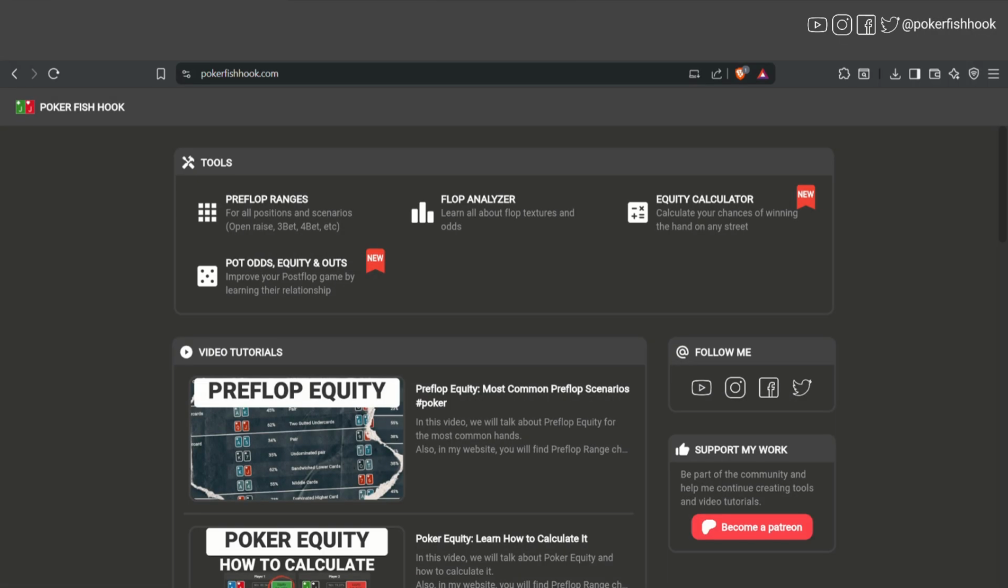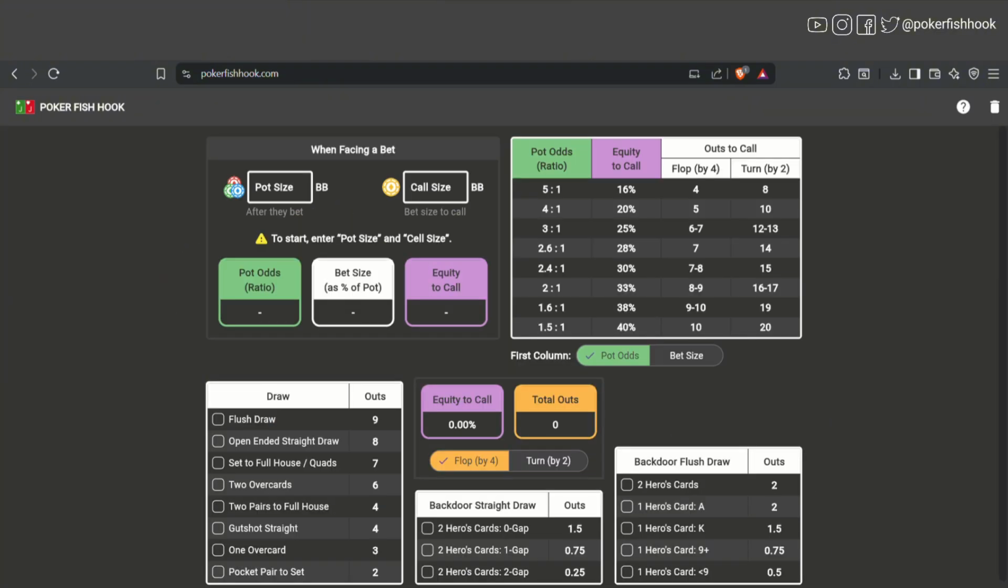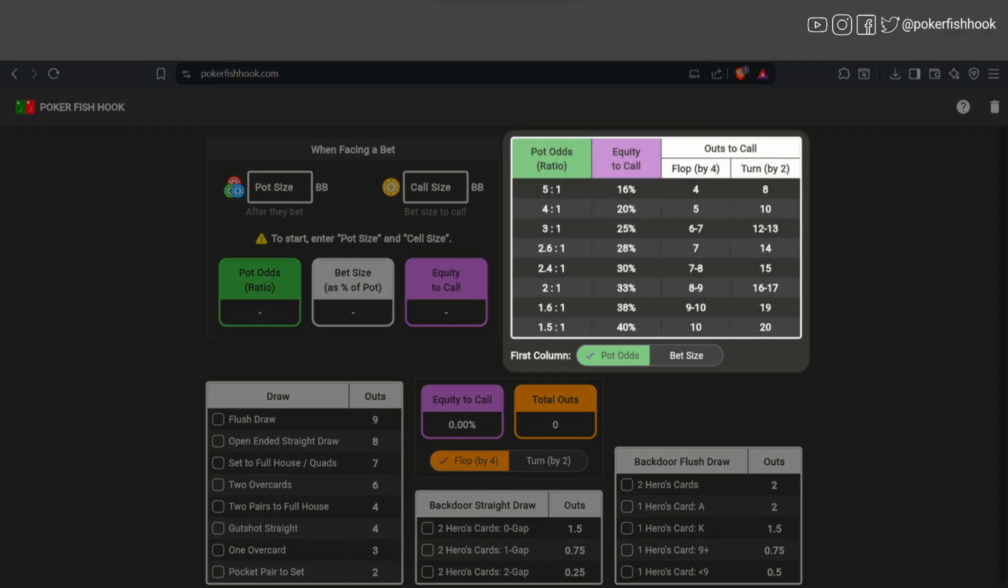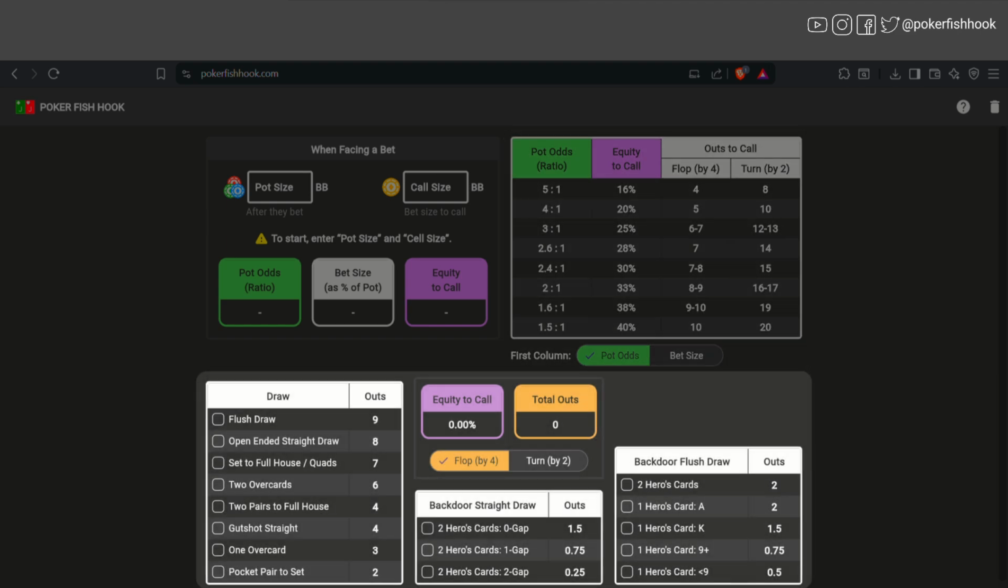Today we are going to talk about my new pot odds, equity, and outs calculator. Go to pokerfishhook.com and click the pot odds, equity and outs option. Here we will learn the easiest way to know when to call a bet. The calculator has three sections: pot odds calculator, pot odds table summary, and outs and equity calculator.